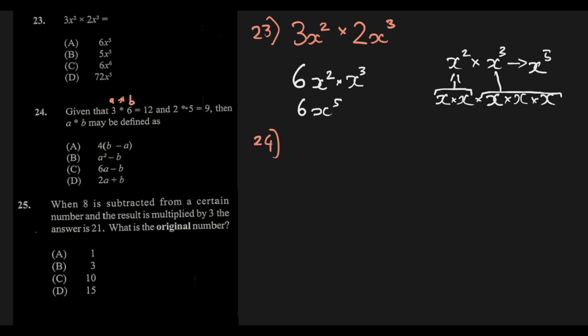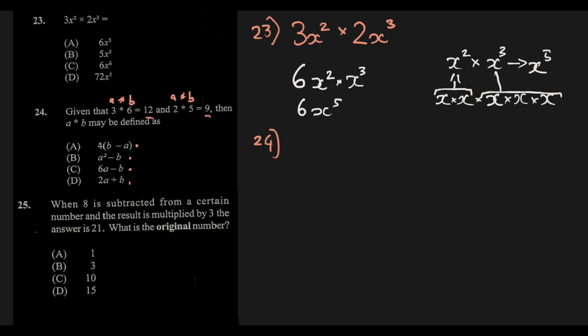And for this one, same thing, 2 star 5 equals 9. So usually this a star b is equal to a formula. So it's one of these formulas in here that's going to give us this output. Okay, so we need to figure out which one of these formulas would give us this output. So let's see if we could do one of these and see what we get.